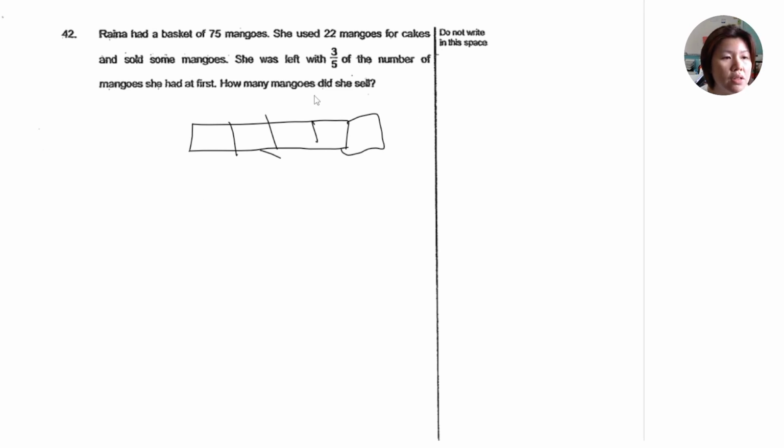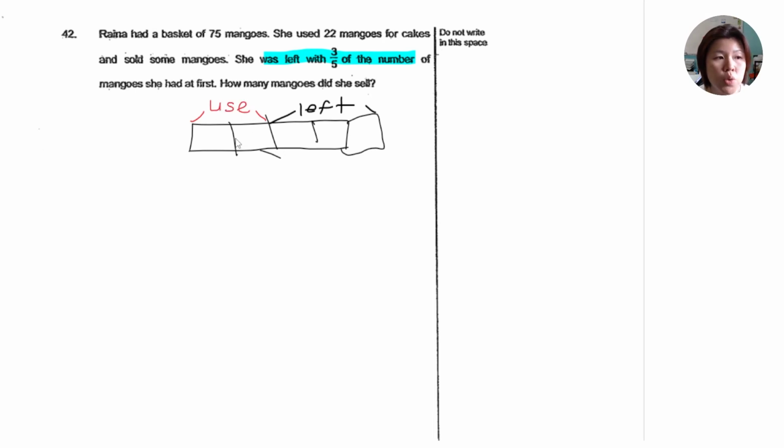Okay, and then here it's mentioned that you're left with 3/5, so it means you're left with 3 units. So this is left. Okay, so since left is 3 units, it means used is 2 units. So I just put used here.